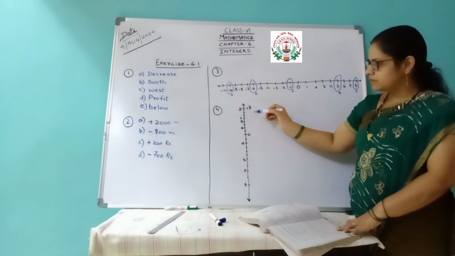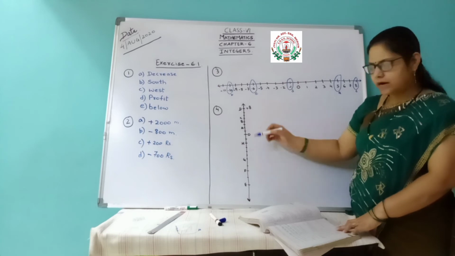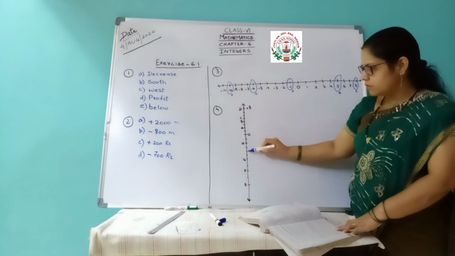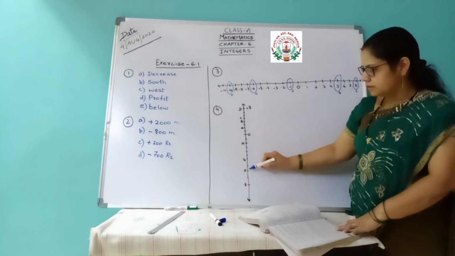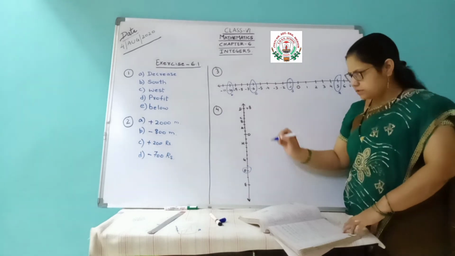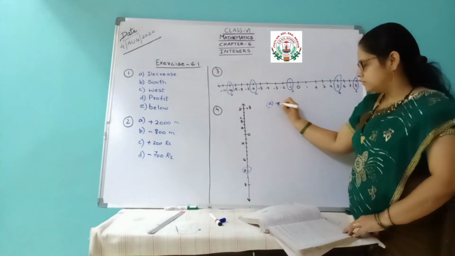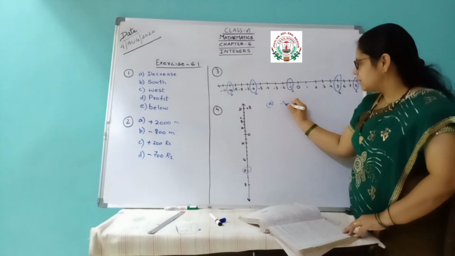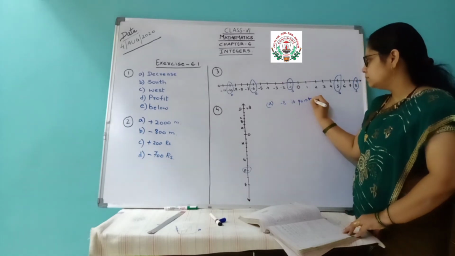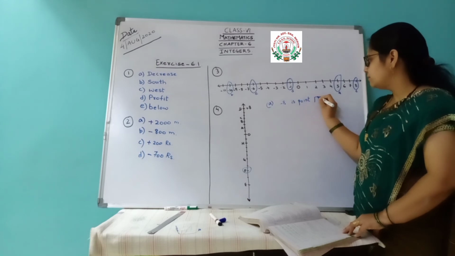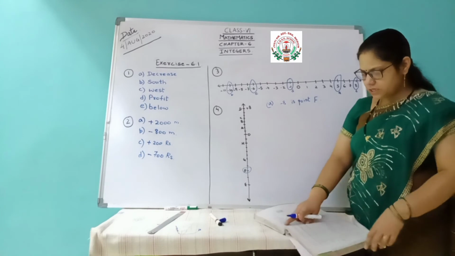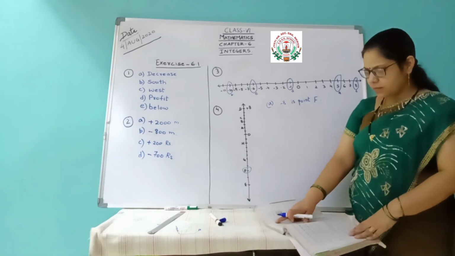So where will be minus 8? It means 8 times you have to count in the bottom portion also. So 1, 2, 3, 4, 5, 6, 7, 8. This is the F part. So first you circle this, and for the A part you will write down minus 8 is point F, capital F.